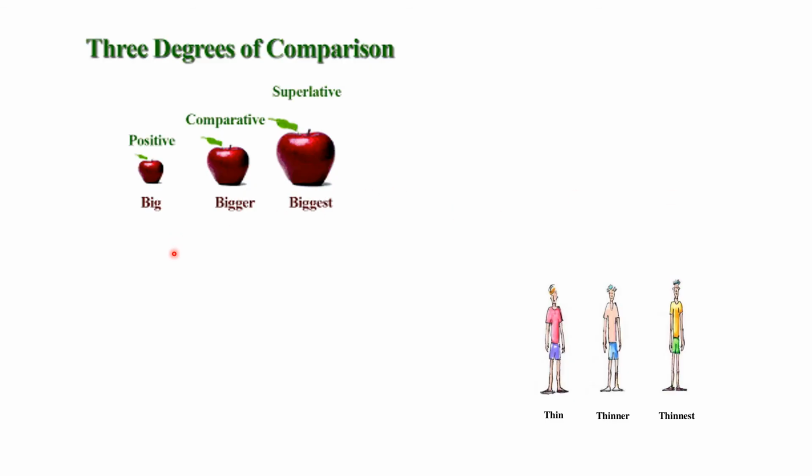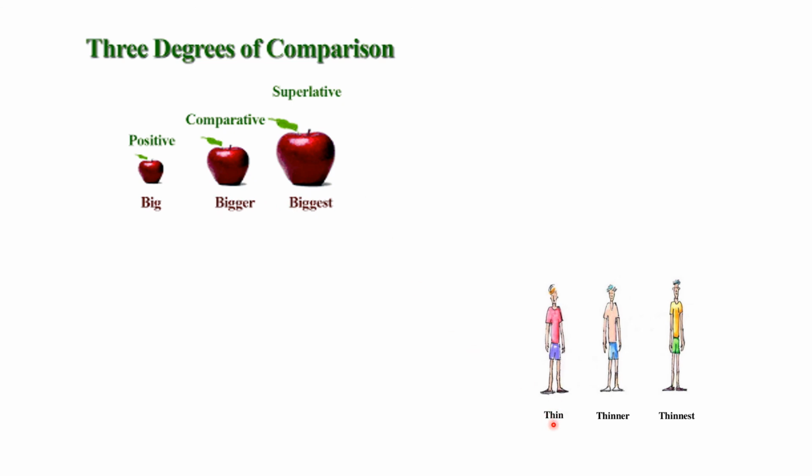See, big, bigger, biggest, इसमें हमने G को देखिए, it is consonant and I is vowel. So we have doubled the consonant and add er and est. Positive big, I have a big apple. My apple is bigger than yours. I have the biggest apple. Okay, so big, bigger, biggest.